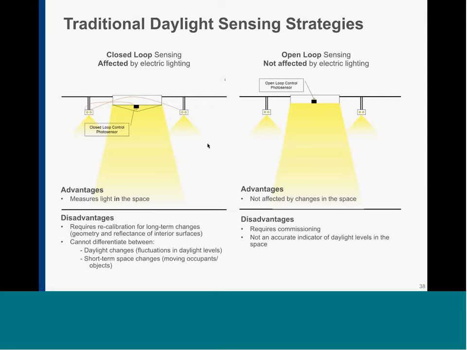Interestingly enough, we were able to find a solution, and the solution that we came up with is combining both sensors. We call this the dual loop daylight sensing system, and you can see that we have a sensor looking down and a sensor looking up, and both report to the controller. So when the controller hears from the closed loop sensor that there is more or less light, it doesn't do anything before it checks with the open loop to see if the open loop agrees about the change.